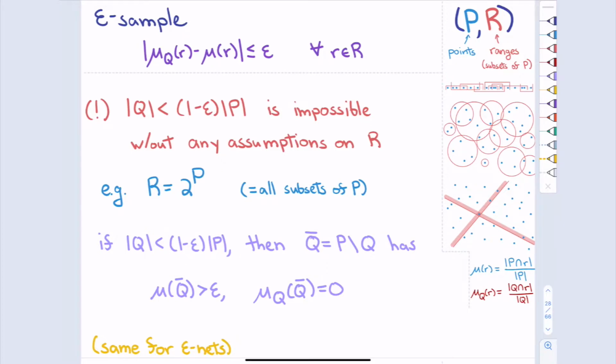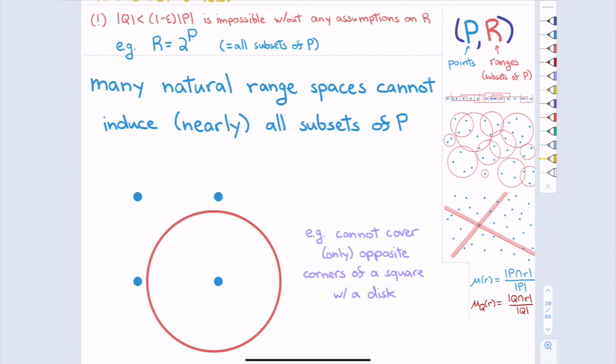But for many natural range spaces, like things of interest to people in computational geometry or in machine learning, a range space can't induce all possible subsets of P. Here's a really simple example. I've tried to arrange the blue dots in a square. And I'm saying you're not going to be able to take this disk and only surround the opposite corners but leave out the other pair of opposite corners, right?